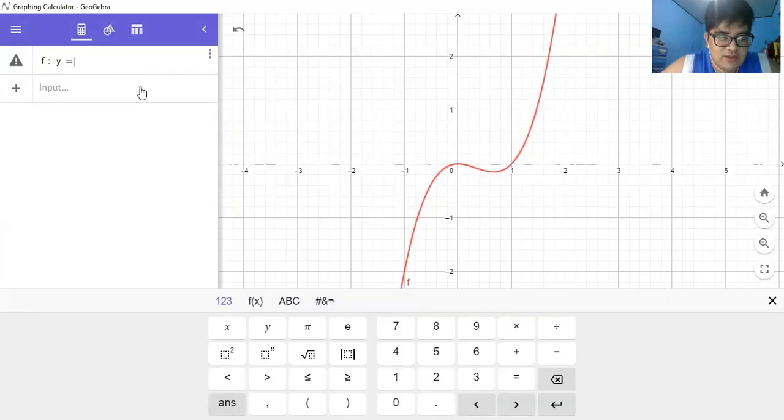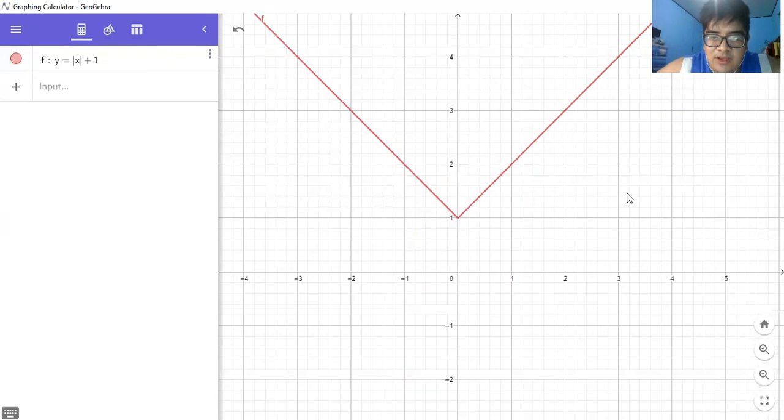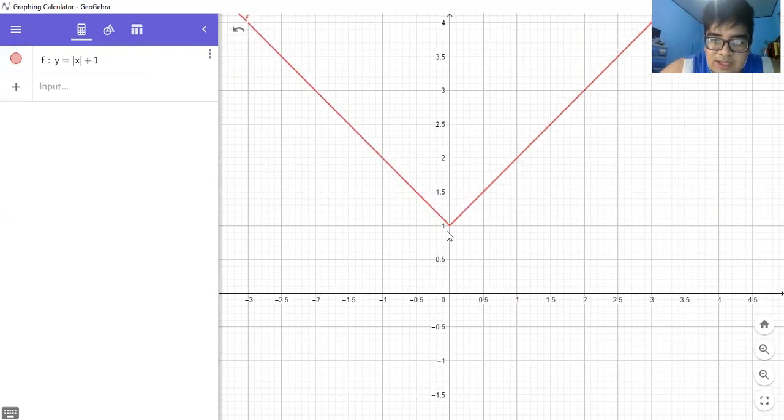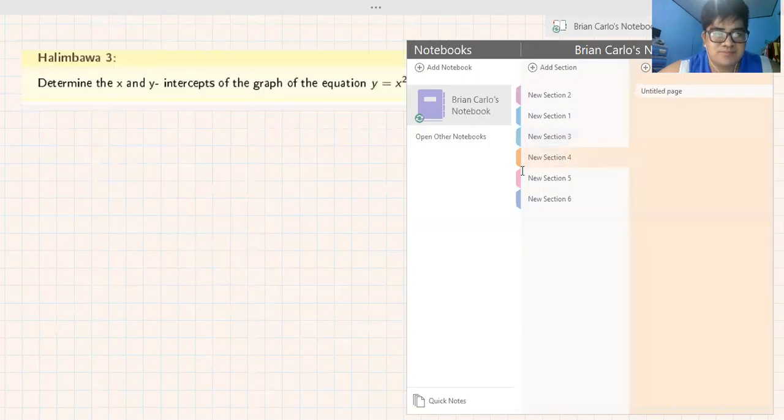Let's change the given as absolute value of x plus 1. Ayun, nakikita nyo, di ba? Yung graph niya, tumama sa 0, ito yun, 0, 1. Diyan siya tumama. And this graph will never intersect the x-axis. Tama ba? So, ayun ang gusto kong sabihin dito sa example na ito. Now, let's go back to the examples.